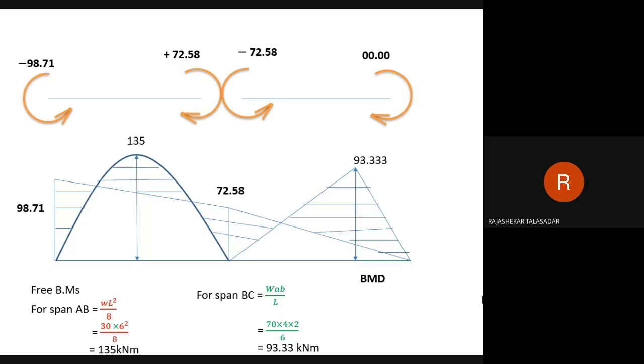Now drawing the bending moment diagram will be the same. So I applied the moments. Look at this. Calculate the UDL moment, WL square by 8. Span BC carries a point load not at the center, hence it is WAB by L. So you have to complete the bending moment diagram like this. Is it necessary to repeat how to draw the bending moment diagram?